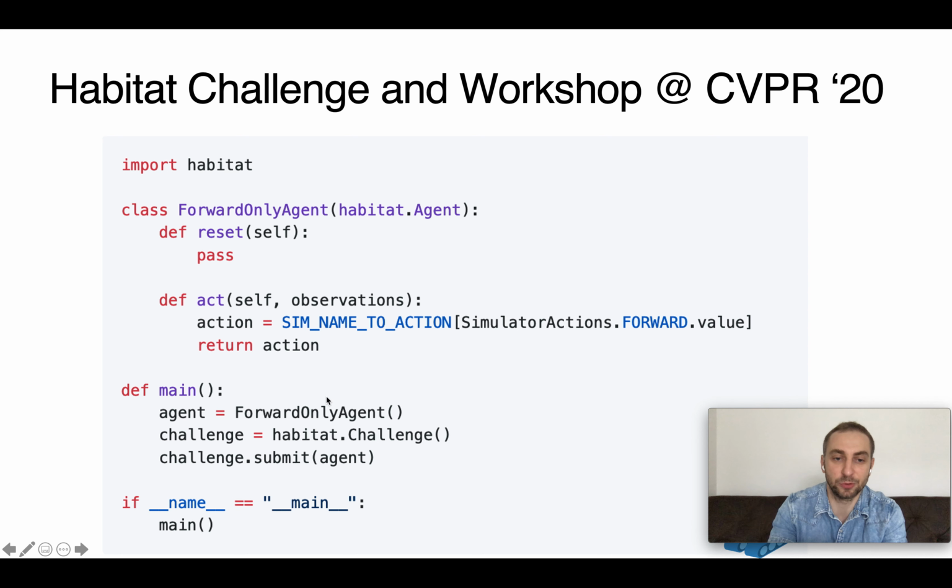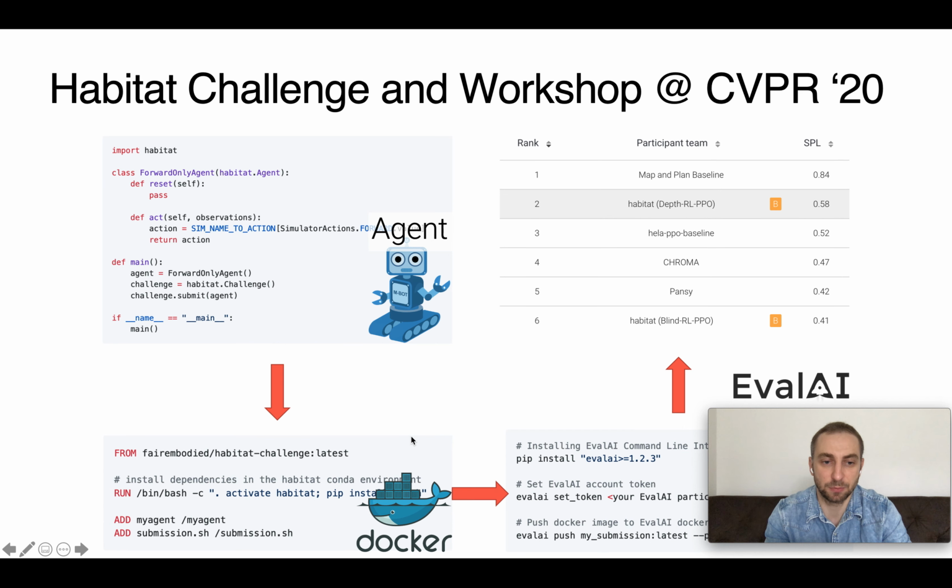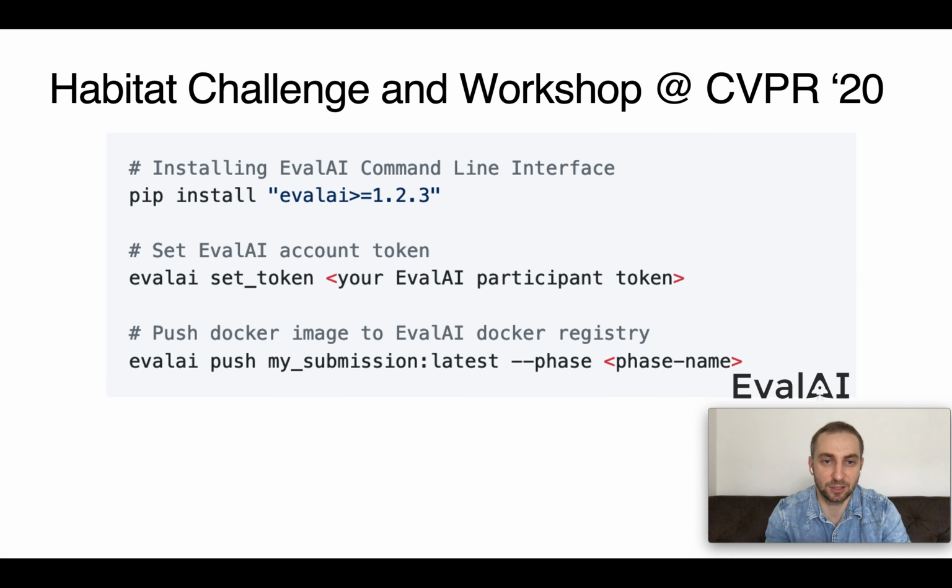And you have main, where you are submitting this agent to the challenge. When you define your agent, you should make sure that you included it into your Docker. So you should add it as a part of your Docker build script. Then build your Docker, and using Eval AI command line tool, set your login token, and push your submission to particular phase.